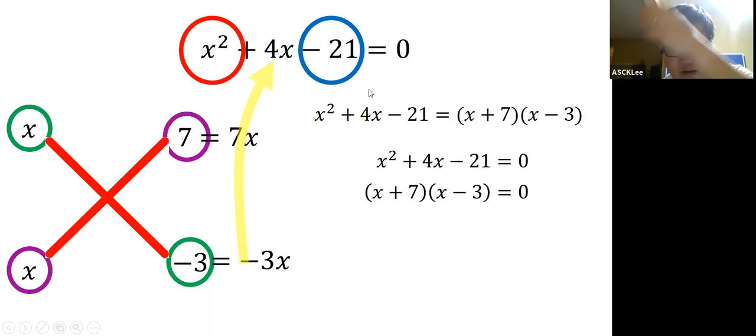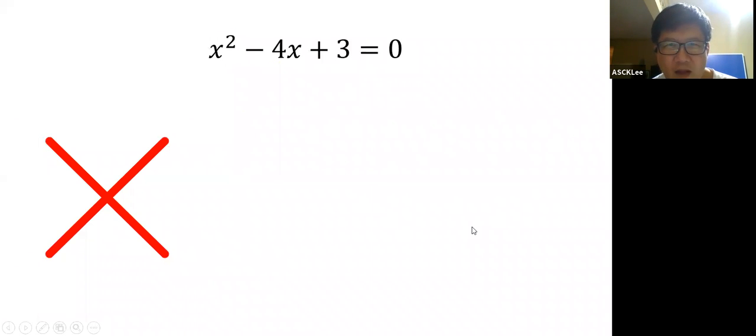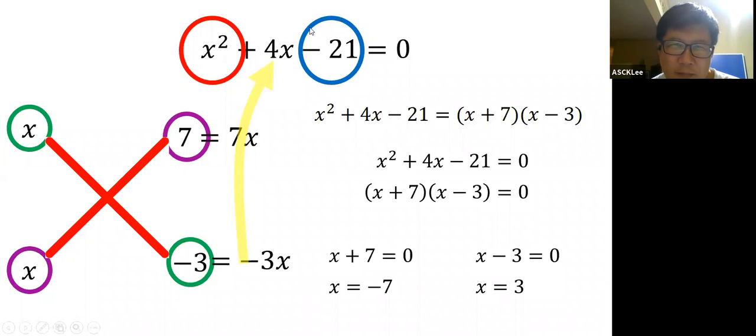So again, get back to your question, which is x squared plus 4x minus 21 equals 0. Replace all this complicated stuff with your two factors here, and that's what I have done. Then apply the zero product property. x plus 7 equals 0, x equals minus 7. x minus 3 equals 0, x must be 3. So these, minus 7 and 3, are your two solutions.